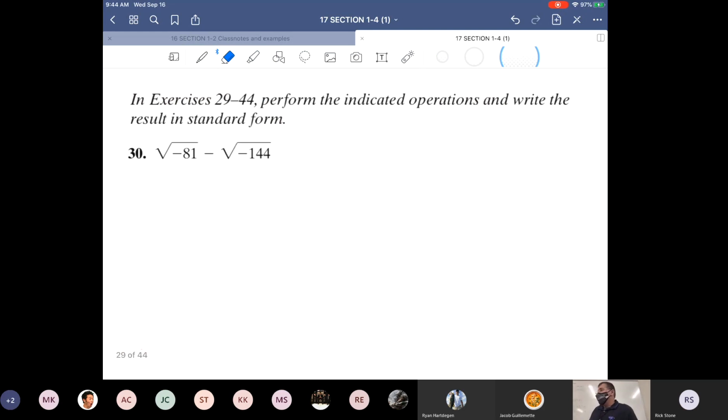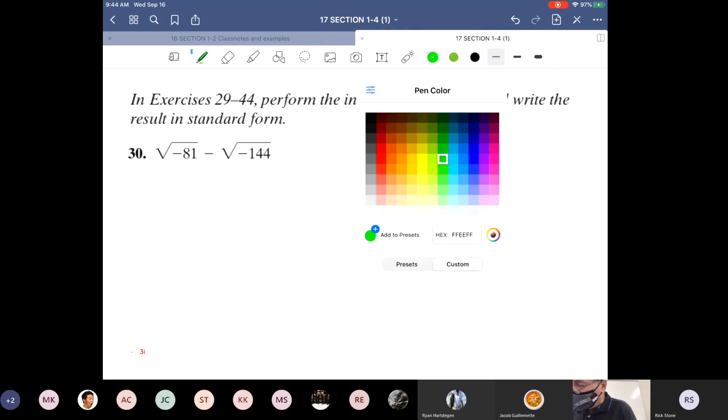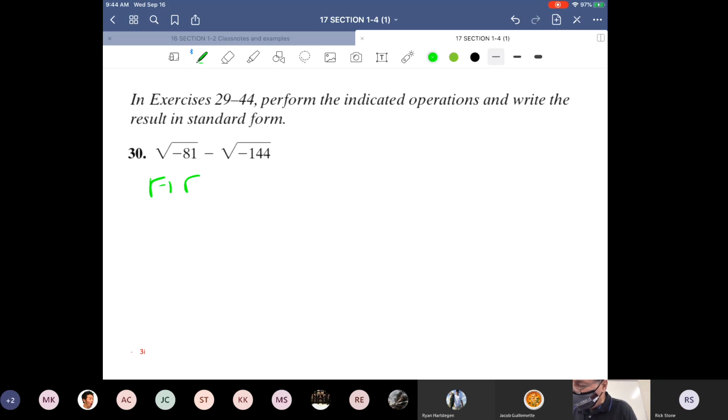All right, well, what are we going to do with something like this? Well, go ahead. All right, so I think here's what you were telling me, that we could write this thing as the square root of -1 times the square root of 81 minus the square root of -1 times the square root of 144, because remember, these two things added together is the square root of -81.